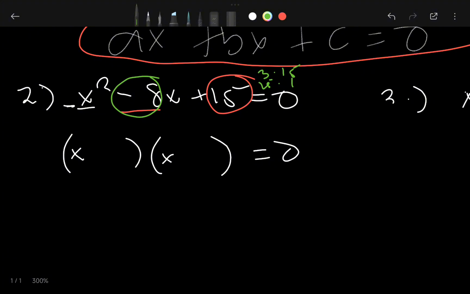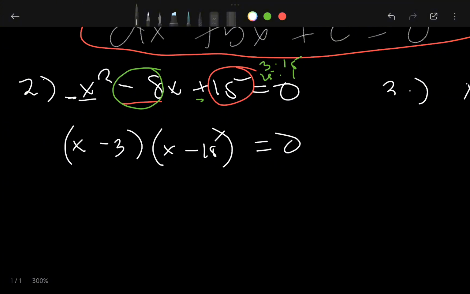Now take note of the sign. Remember, if the sign of the last term is positive, it means that the two numbers must have the same sign. Your sign will be based on the middle term, which is negative. It means that you are multiplying two numbers with a negative sign. So we have here negative 3 and negative 5.